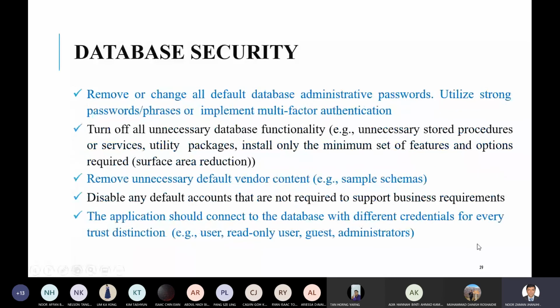So we need to remove the changes, default database administrative password, and other things. We need to see that whatever is there for the sample schemas does not contain any necessary information, and we need to see who is the trustworthy user who can access the database. Users who are not trustworthy don't have access; we may not allow that, and so on. So these all are important aspects.